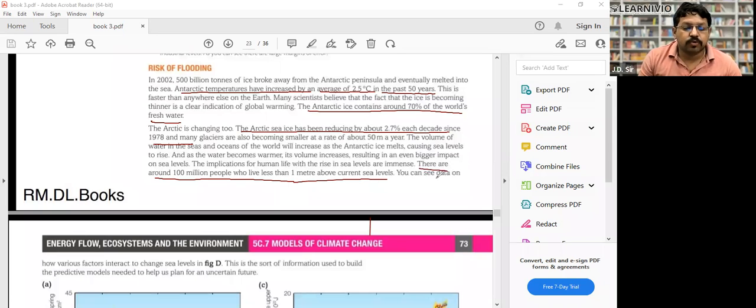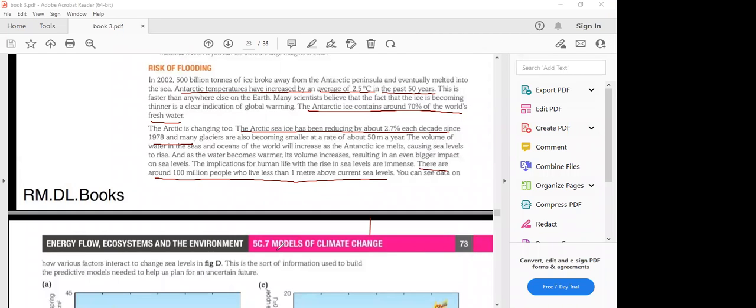You can see the data on how the various factors interact and affect sea level. This is the short information needed to build the predictions and models that help us to plan for the uncertain future. Got it? Yes.